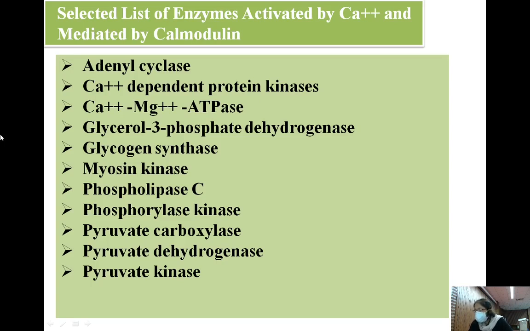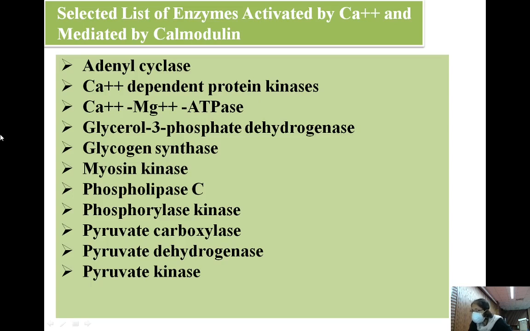Glycogen synthase, it is the rate limiting or key enzyme for what metabolic pathway? Gluconeogenesis. What is gluconeogenesis? Gluconeogenesis is the production of carbohydrate from non-carbohydrate sources. Glycogenesis means glycogen synthesis. Glycogen synthase means synthesis of glycogen, isn't it? Glycogenesis, isn't it?